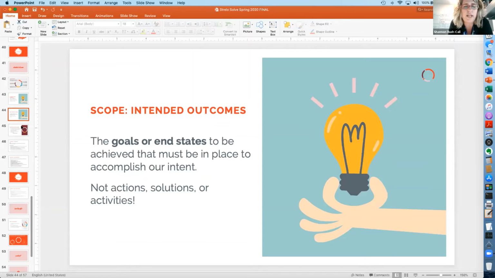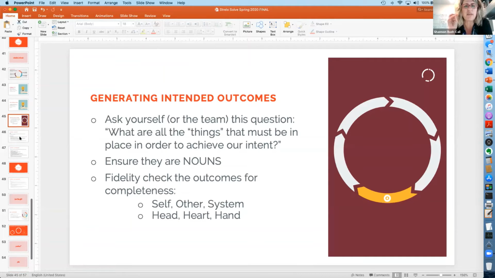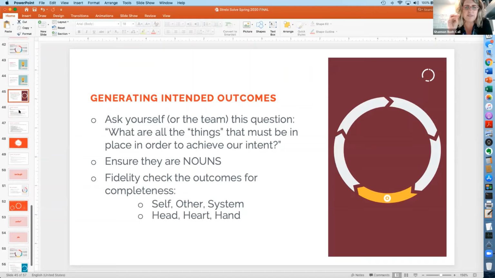It's the goal or end state to be achieved that must be in place to accomplish our intent. And again, similar to meetings, we're not in the realm of activity yet, so it's not actions, it's not solutions, and it's not activities. Next slide. So some ideas for thinking about how to generate intended outcomes.